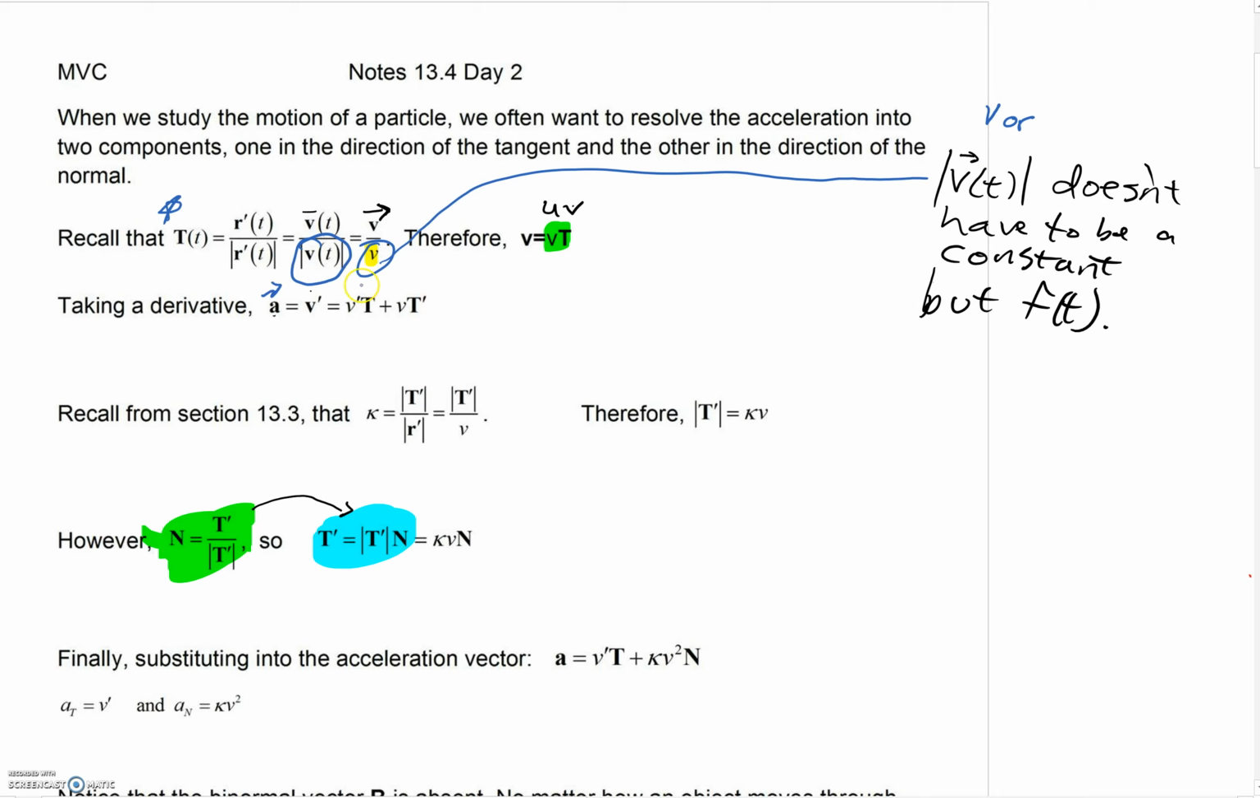The acceleration vector is going to be the derivative of v. So come back right here. How do we take the derivative of just v times vector T? Well, we're going to need the product rule. We'll have the derivative of the length of the velocity vector, v without the arrow, that's v prime times T, plus now take the derivative of the tangent vector, T prime, multiplied by v. So we get this right here.